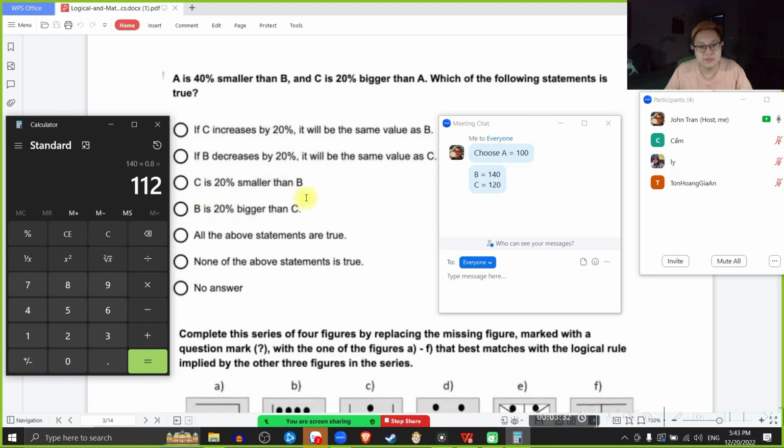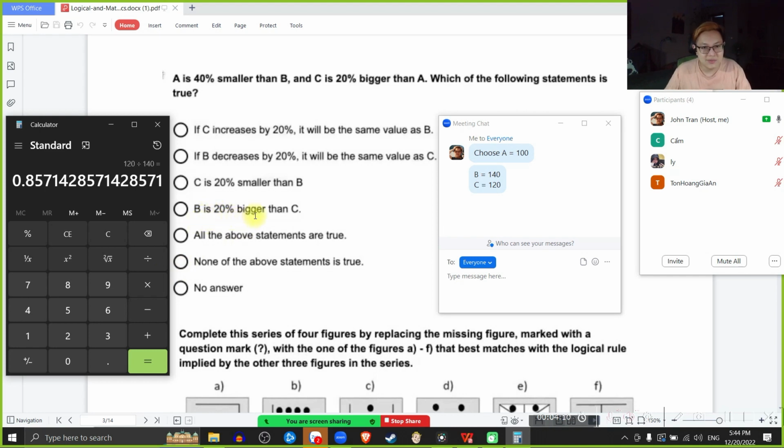C is 20% smaller than B. No, it's not. Because you take 120 divided by 140, you should have 0.85. Số này đọc là 0.85, tức là 85%, 86%. But it means that C is about 15% smaller than B. Cái số C này nhỏ hơn số B có 15% thôi, chứ không phải 20.